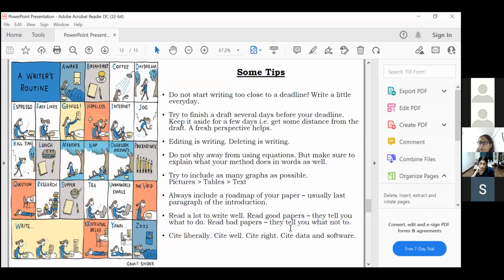Include a roadmap of your paper. So this is what I was talking about when I said a roadmap is something very specific. And it's usually the last paragraph of the introduction section. So what is a roadmap of the paper? It reads something like: section 2 talks about the data set. Section 3 talks about the empirical strategy.